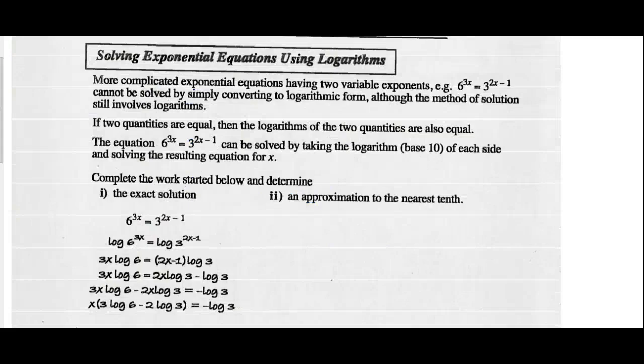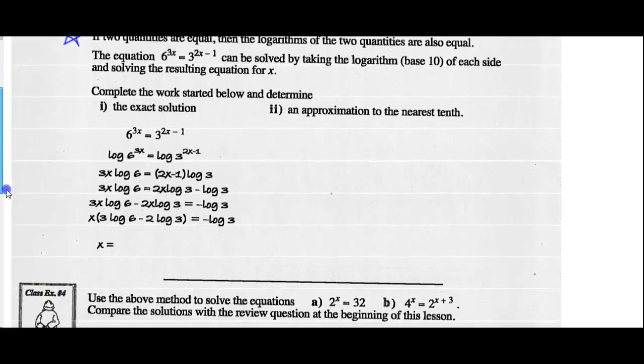All right, on to page 285. Let's solve some exponential equations using logarithms then. Most complicated exponential equations having two variable exponents cannot be solved by simply converting to logarithmic form, although the method of solution still involves logarithms. Big statement here. If two quantities are equal, then the logarithms of the two quantities are also equal. So in this equation, we can solve it by taking the common log of each side and solving the resulting equation for x. Shown below. Complete the work.